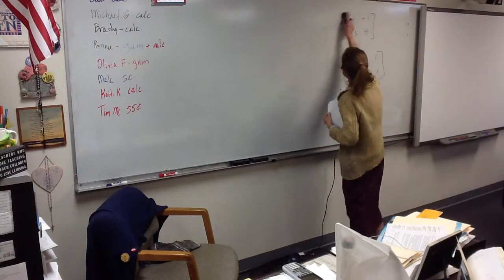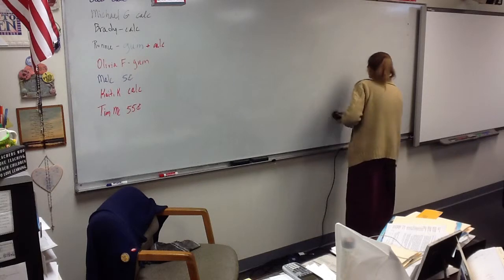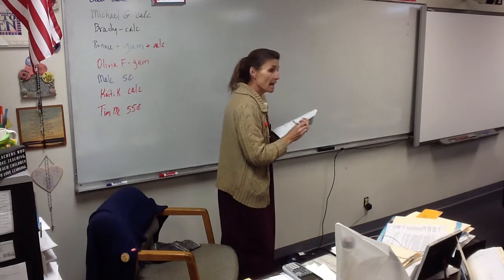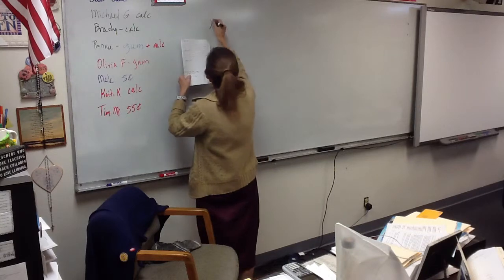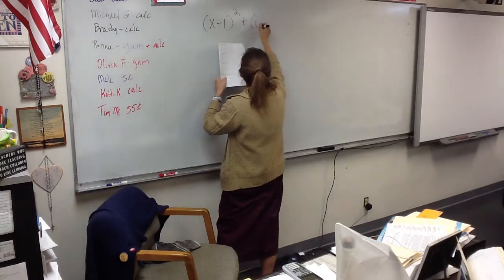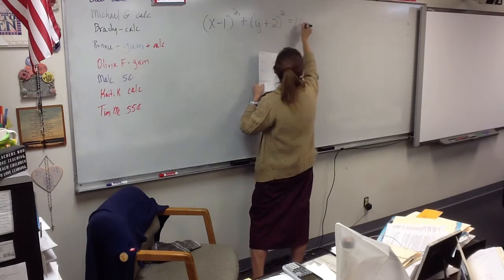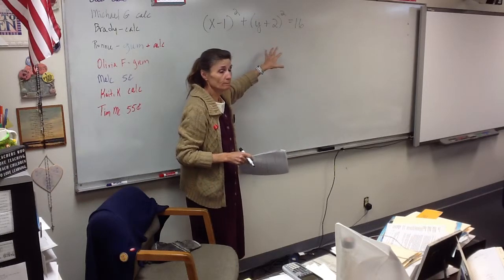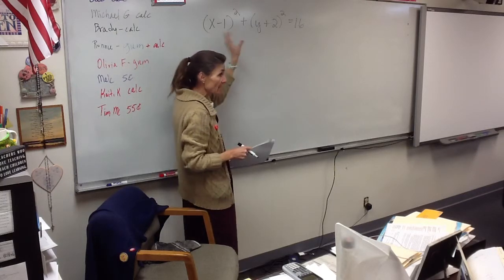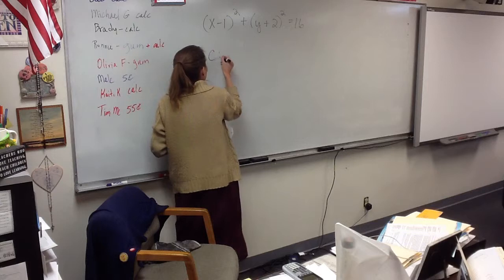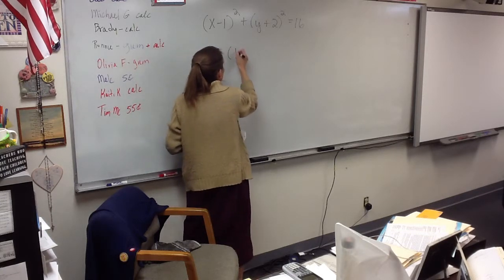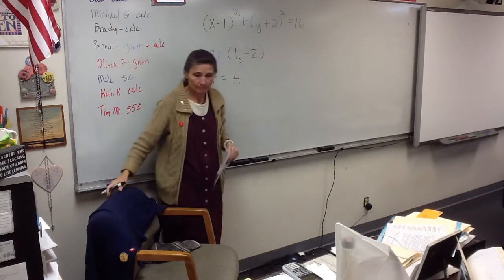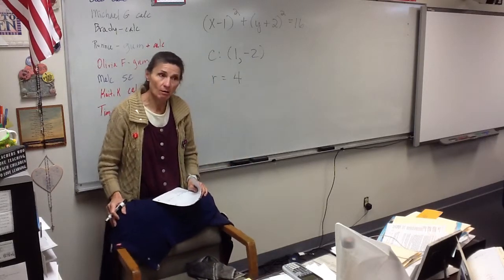You are responsible for knowing how to find the center and the radius of a circle. Now, it is incredibly easy if the equation is already written in this form, because that's considered the standard form of a circle. So you need to be able to look at that equation and say, aha, the center is 1, -2, and the radius is 4. Now that is all the information you need to find out about this circle.